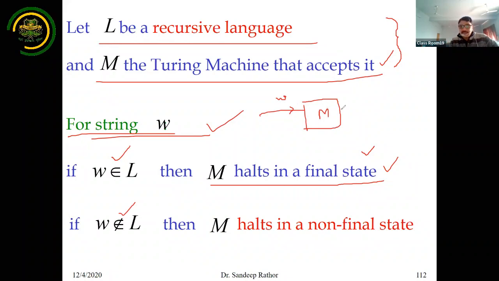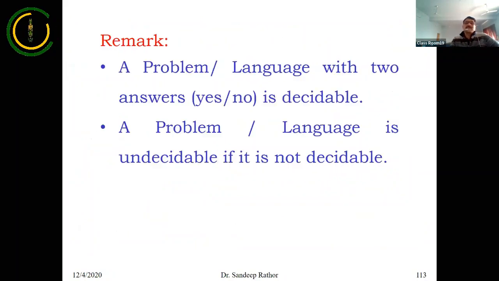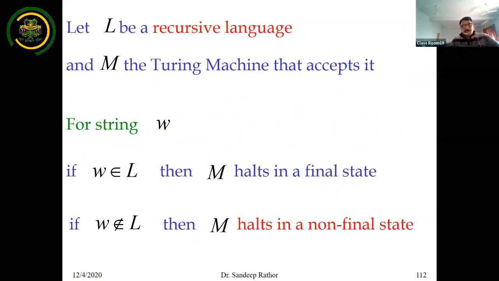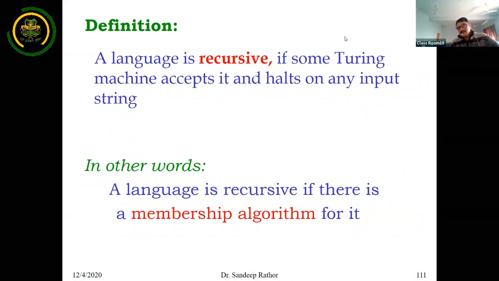So in this situation, if the machine accepts this, then it should reach the final state and halt. And another one, if it is rejected, then it should reach the non-final state. So this is the simple mathematical representation for the recursive languages. You can note down, this is the basic definition for the recursive languages. Is it clear?